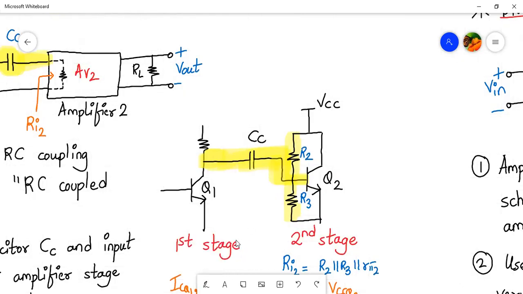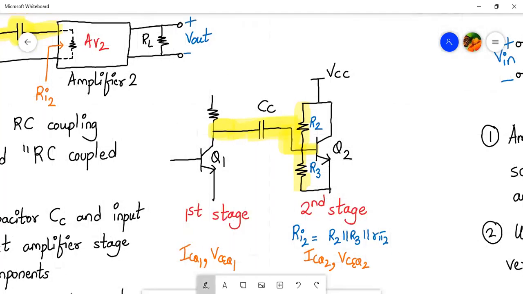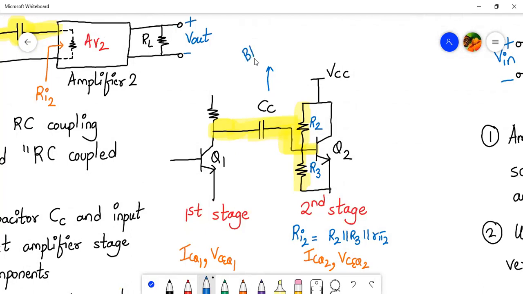So let me elaborate this point a little in more detail. Since we have a capacitor here, what's the property of a capacitor? A capacitor is supposed to block DC and allow AC to pass through it. So the capacitor will block DC and allow AC. The output of the first stage will contain DC plus AC components, and the capacitor will allow only AC to go through.